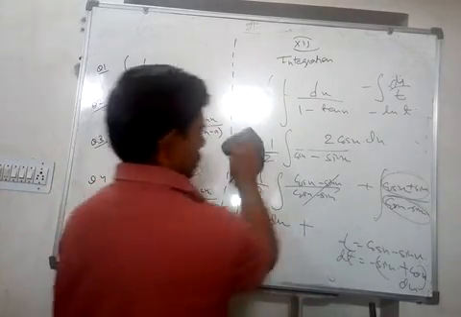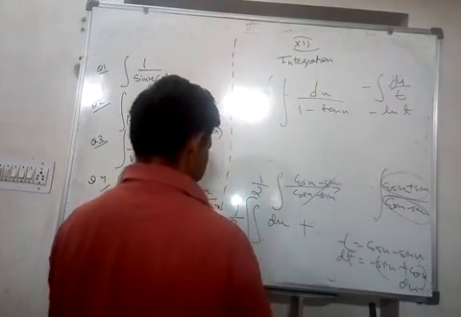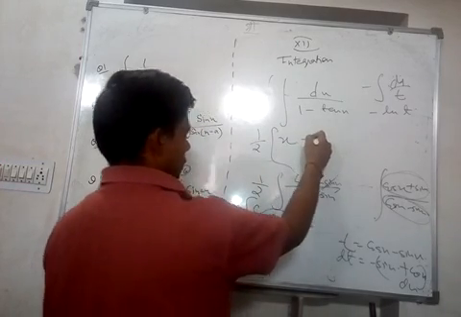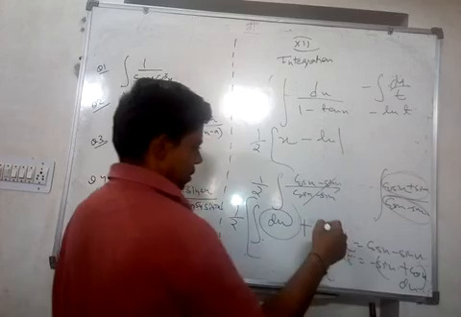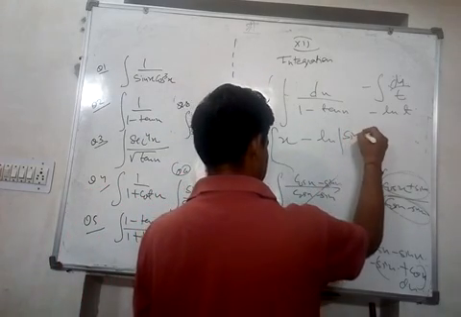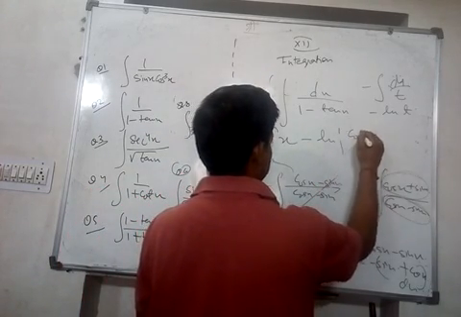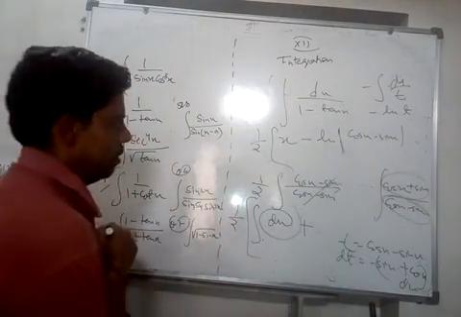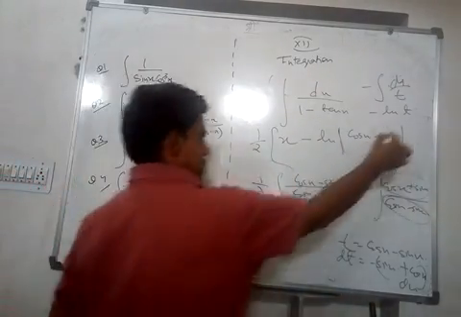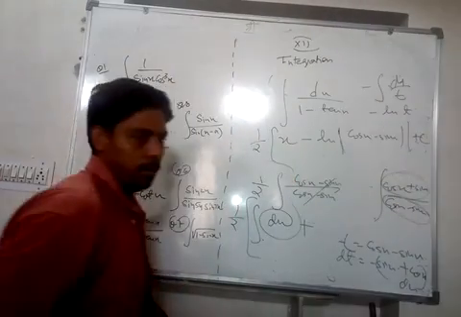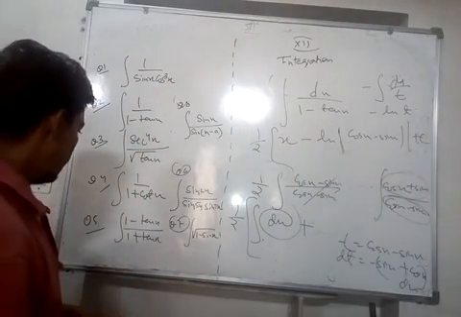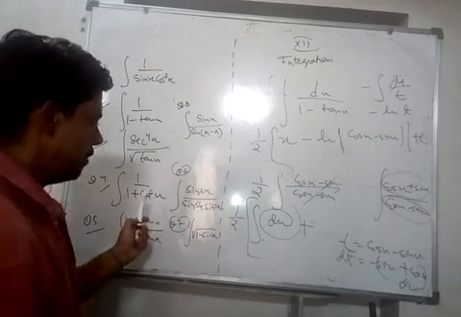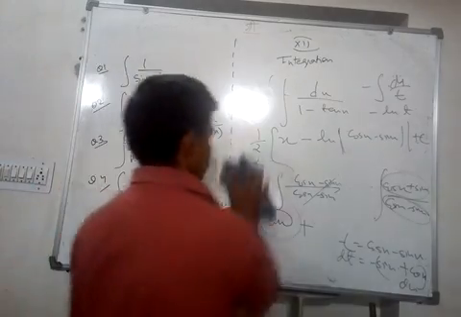So the complete answer is half integration of dx is x minus ln, that is log, cos x minus sin x, right? So this is the answer for this question plus c. You can try it on your own, and you can similarly try this one, 1 upon 1 plus cot x. You can imagine what you have to write this as. Okay, it's a good question.